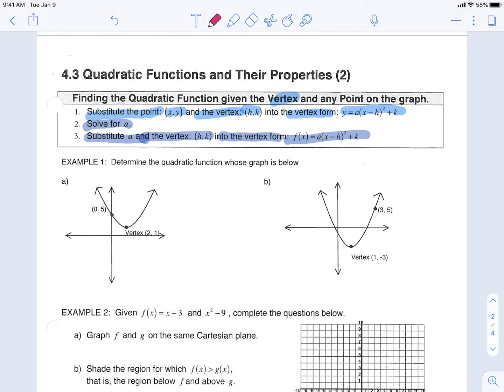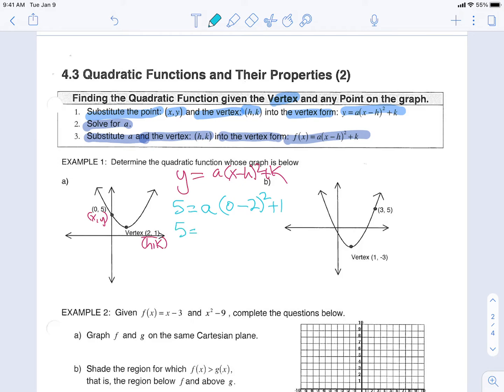All right, so let's get a feel for this. So the first one here, the vertex is 2, 1. So this is my h and this is my k. And this is just some point. It doesn't have to be on the y-axis. It could be anywhere. But this is x and this is y. So let's go ahead and substitute. Okay, so we're going to use y is equal to a times x minus h squared plus k. And I'm going to go ahead and substitute 5 in for y, a, I don't know, x is 0, h is 2, and k is 1.